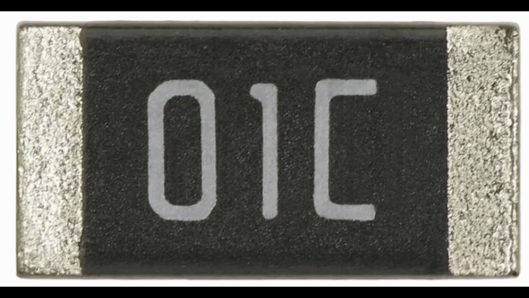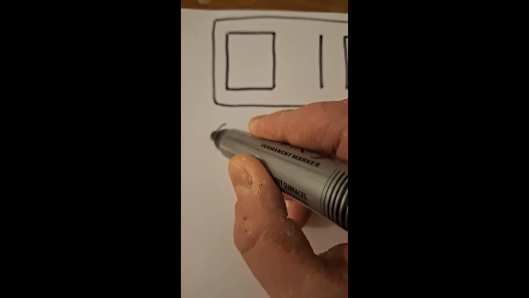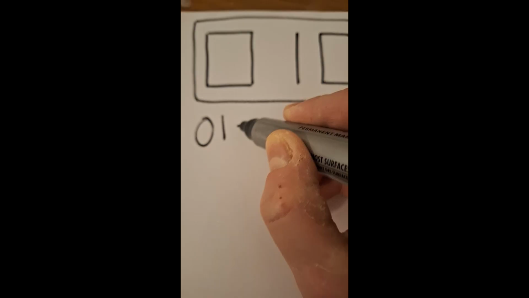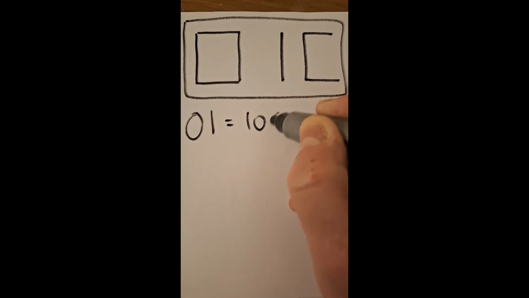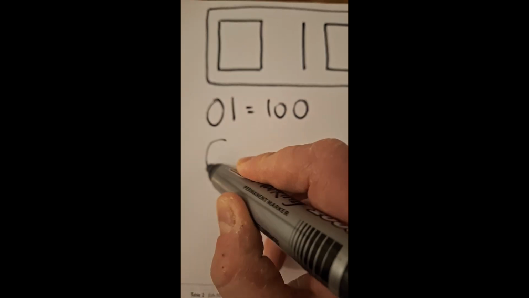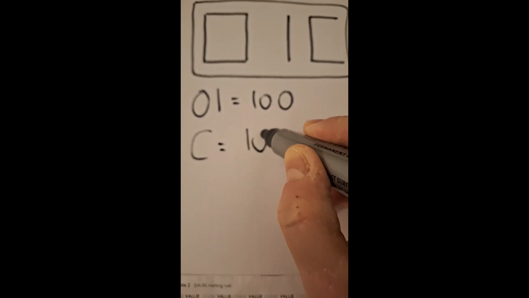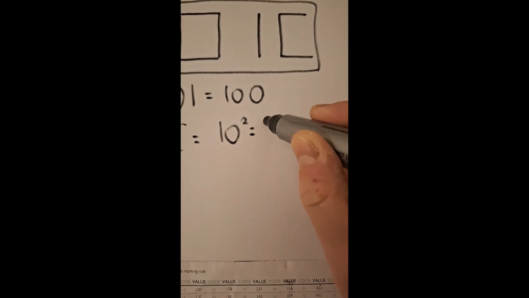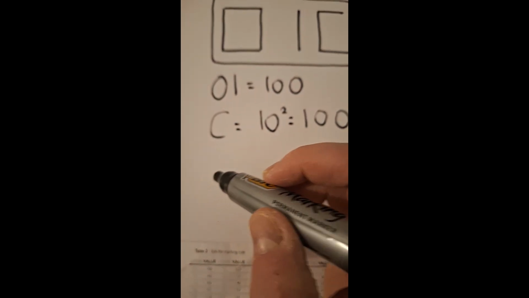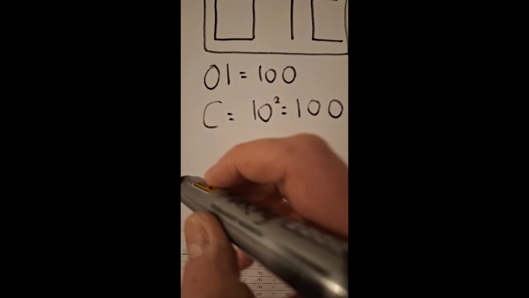Let's look at one common example. 01C can be broken down to 01 and C. From our table we can see that code 01 corresponds to 100. C is the multiplier, which in this case is 10 to the power of 2, which equals 100. So now we have 100 multiplied by 100, which is of course 10,000. So the value of our resistor is 10 kilo ohms.